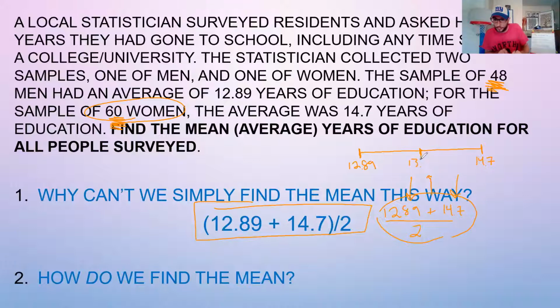And so that 13.795, that's going to be one of the multiple choice options if this is a multiple choice. But again, that's incorrect because the sample sizes are different. If they were the exact same sample size, that would have worked. But here, this is our men group and this is our women group. Because the women's group is larger, their average is going to carry more weight.